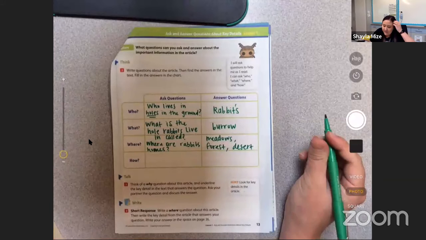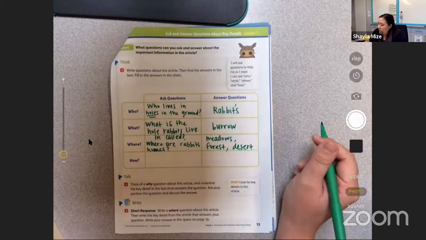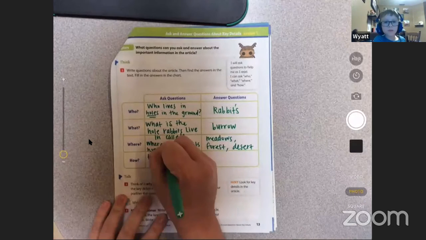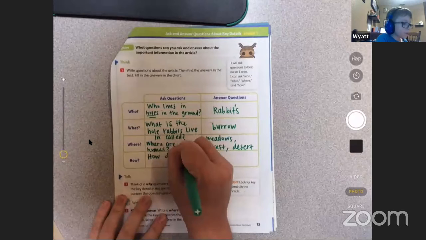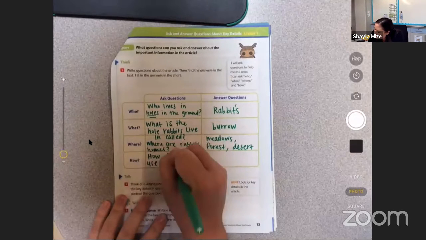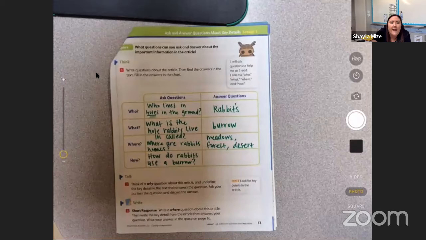And lastly, we have our how question. How do rabbits use a burrow? That's going to be our how question. How do rabbits use a burrow? I think this steps out of things. It comes down to, how do they use a burrow?